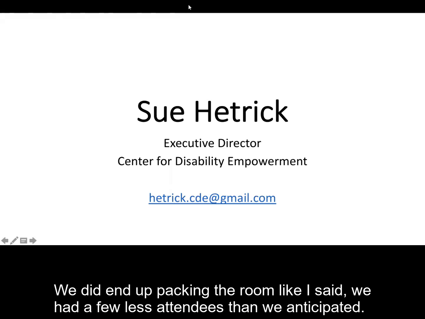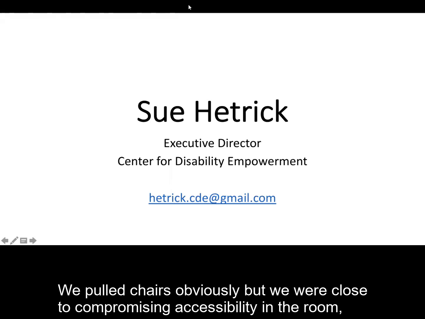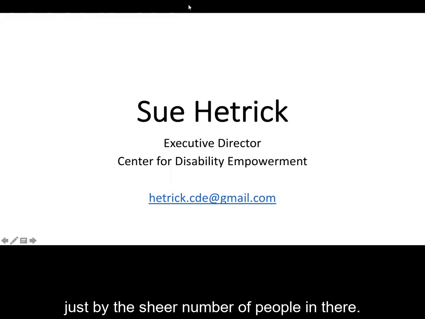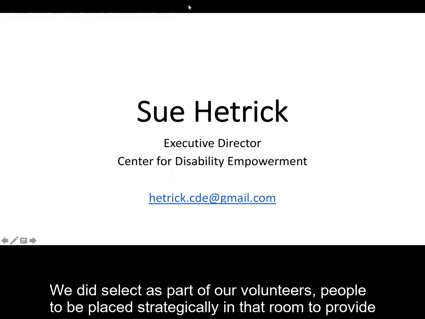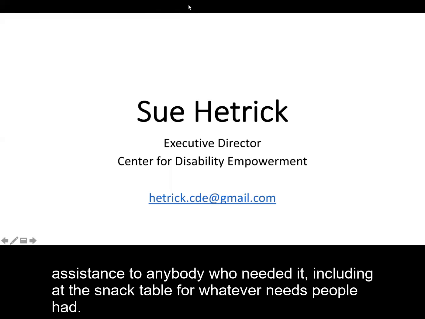We did end up packing the room. Like I said, we had a few less attendees than we anticipated. We pulled chairs, obviously, but we were close to compromising the accessibility in the room just by the sheer number of people in there. But it turned out all right. We had no complaints, and it was accessible to everyone. We did select as part of our volunteers people to be placed strategically in that room to provide assistance to anybody who needed it, including at the snack table for whatever need people had.